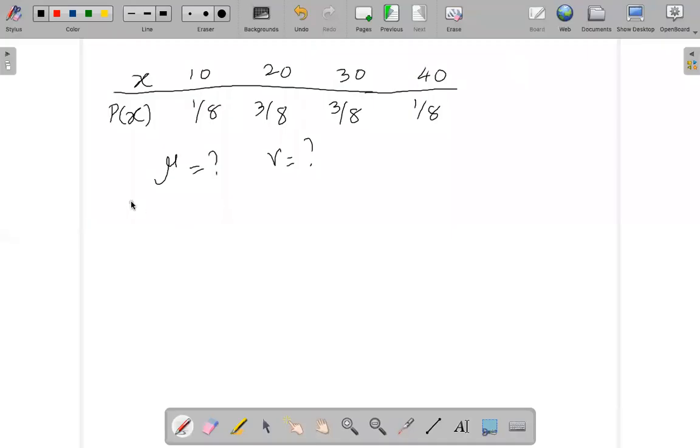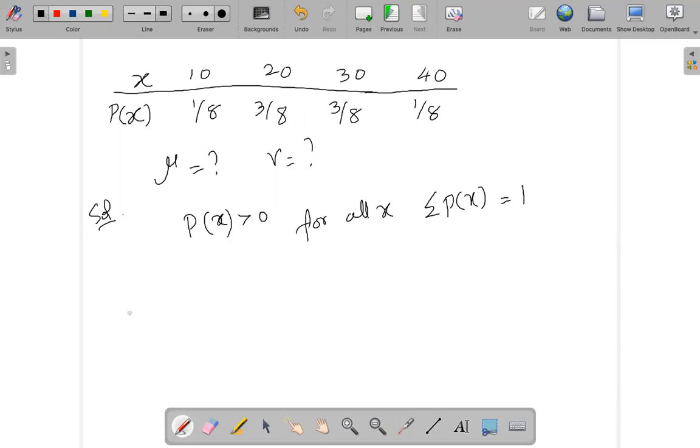I've been given a discrete probability distribution table, and we'll find the mean and variance. So here, look at this. P of xi is greater than 0 for all x, and summation of P of x is equal to 1. So 1 by 8, 3 by 8, 3 by 8, and 1 by 8 is equal to 1.